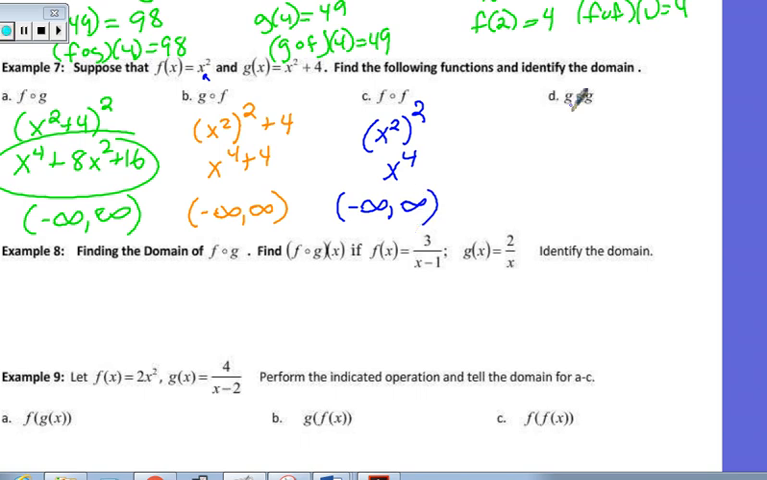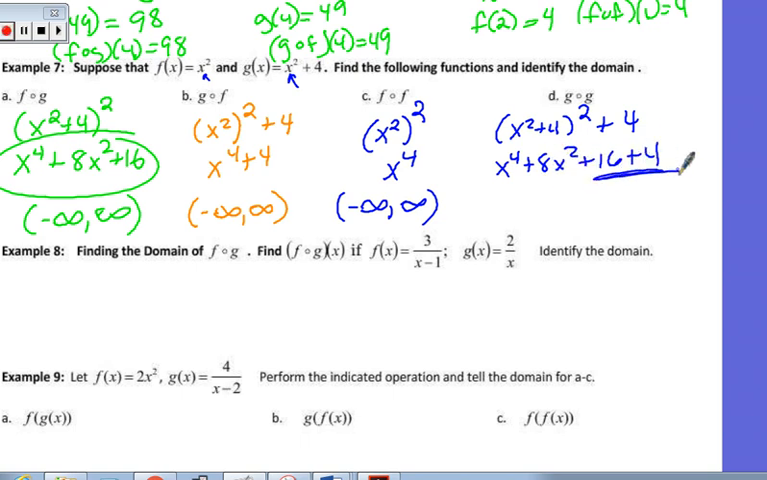And the last one here, g of g of x. So I'm going to take x squared plus 4 and replace it right in there in that x squared. So I'm going to have x squared plus 4 squared, and still that plus 4 on the end. That's going to get us x to the 4th plus 8x squared plus 16 plus 4. And then combining up these like terms here, x to the 4th, 8x squared plus 20. Same domain, again, still not having to deal with any kind of denominator or any kind of radical.